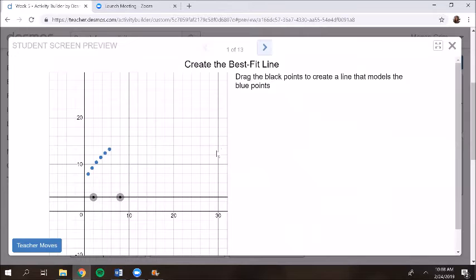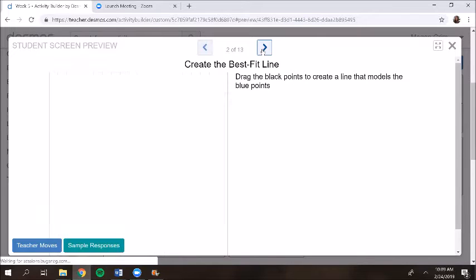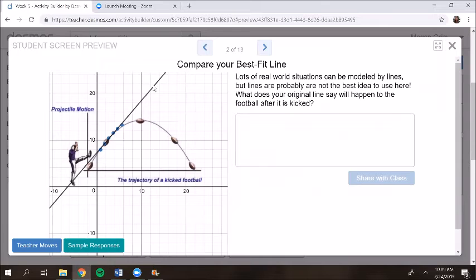So this is the first slide that I really liked from the other activity. It was creating the best fit line. So the idea is that you would drag these points to make a line through this curve. Then go on to the next one. You can see that it copies the line that you just made, and then we can compare it. So it says here, lots of real world situations can be modeled by lines. The lines are probably not the best idea to use here. What does your original line say will happen to the football after it's kicked? This is kind of like a reality check.